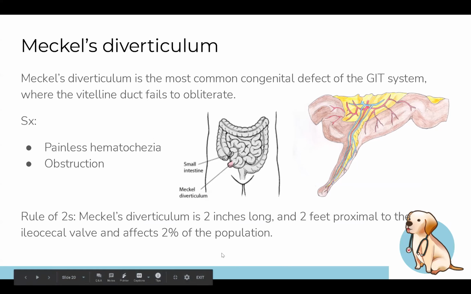This really is not very high yield, but Meckel's diverticulum has something called the rule of twos. I've actually been quizzed on this in third year, so may as well learn this. Meckel's diverticulum is about 2 inches long, 2 feet proximal to the ileocecal valve, and affects 2% of the population, which is pretty neat. The one important thing to remember is that it's proximal to the ileocecal valve. Please remember that, very, very important. There has been an exam question about the location of the Meckel's diverticulum. So remember, it's near the ileocecal valve.